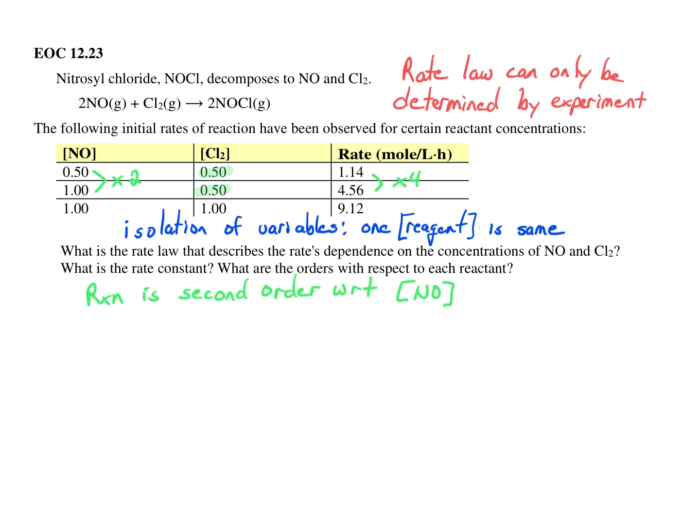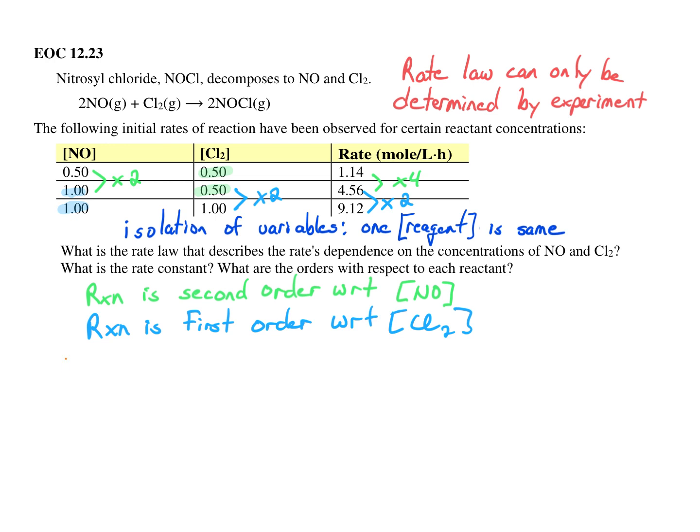Now if we look at the second and the third trial, we see that the concentration of NO remains the same, whereas the concentration of Cl2 has doubled. When we compare the rates of these 2 trials, we see the rates of the 2 trials has increased by a factor of 2. Accordingly, we can conclude that the reaction is first order with respect to Cl2.